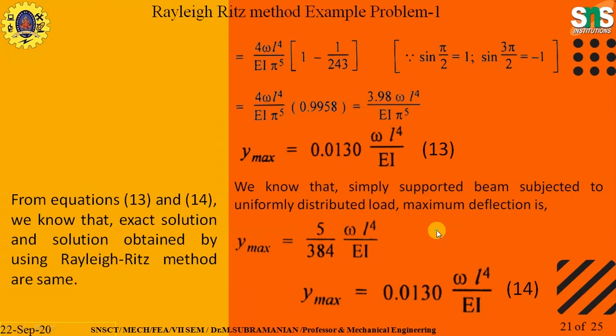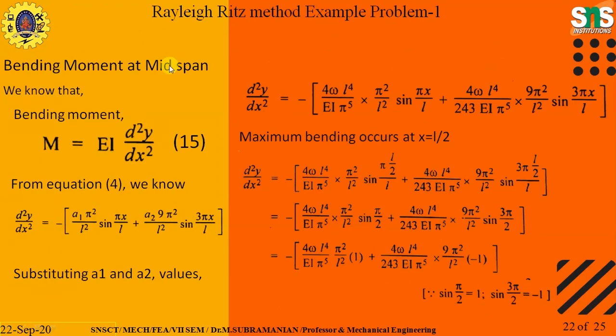Similarly, the next step is the bending moment, which we have to calculate at the mid span. We know that bending moment is M equal to E I d square y divided by dx square. This is equation number 15. So d square y divided by dx square, we already calculated, the value is A1 pi square divided by L square sin pi x divided by L plus A2 9 pi square divided by L square sin 3 pi x divided by L. Substitute these A1 and A2 parameters.